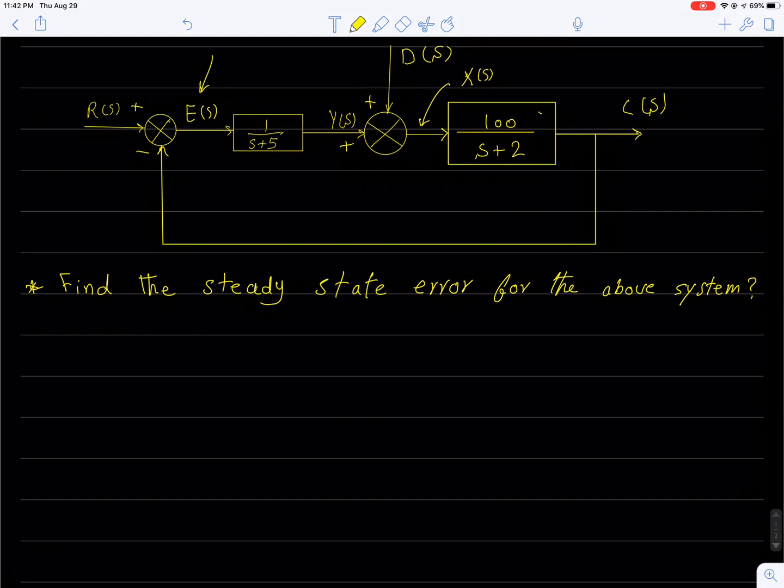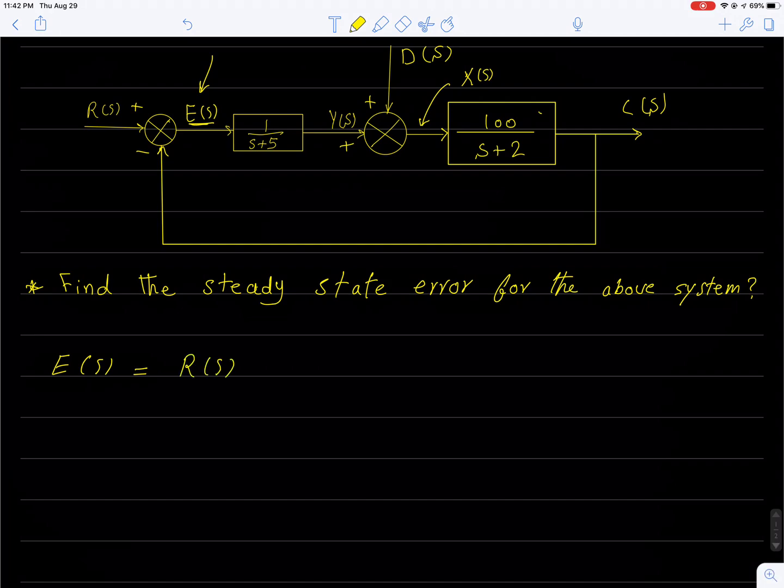As you know, E of S, our error signal right here, this one, is equal to our input signal R of S minus C of S, our output, times the feedback, which is 1, a unity feedback. So that's why we're gonna ignore this feedback and erase it.